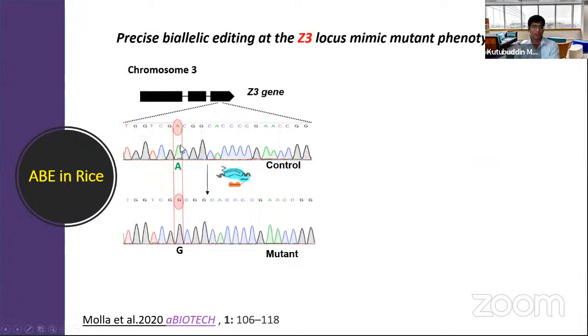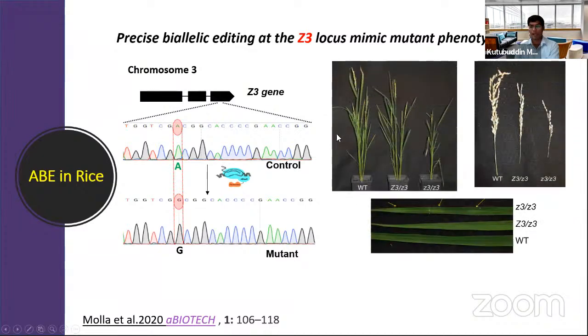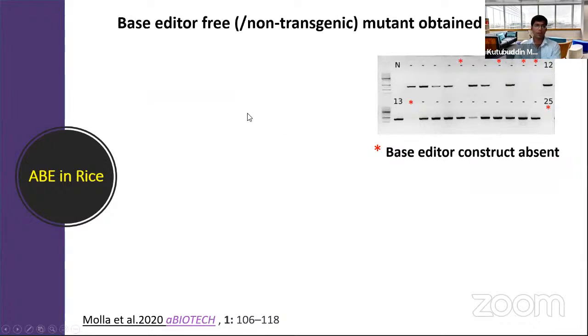Similarly for Z3, you can see this A has been completely converted to G. And we have found the dark green, light green, dark green, light green phenotype along with other expected phenotypes. So the base editor was able to generate two different kinds of targeted mutants, with single base changes in two different rice genes in a single experiment. So we rapidly generated base editor free or non-transgenic mutants in T1.